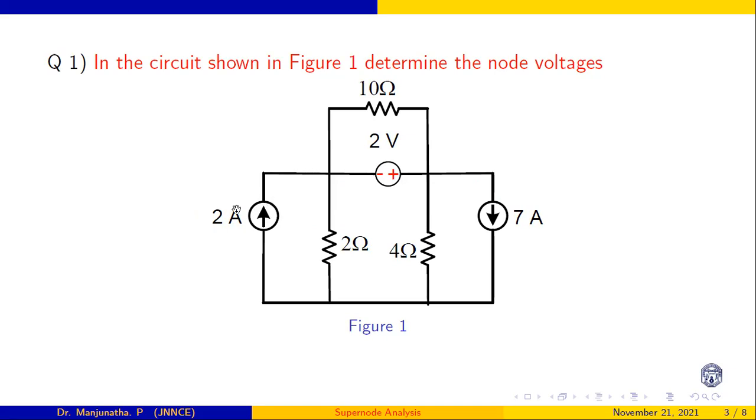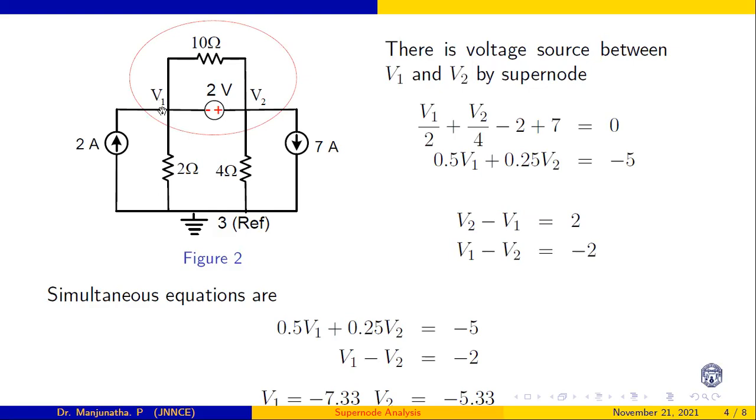So this contains a current source of 2 ampere, a voltage source of 2 volts, and a current of 7 ampere. By observing, there are 3 nodes here, node 1, 2, and 3. Usually we will take this one as the reference node. Between node 1 and 2, there is a voltage source of 2 volts. With respect to node 1, this current is coming towards node 1, and for node 2, current is moving away from node 2. So now we have to club these two nodes and write a single node equation.